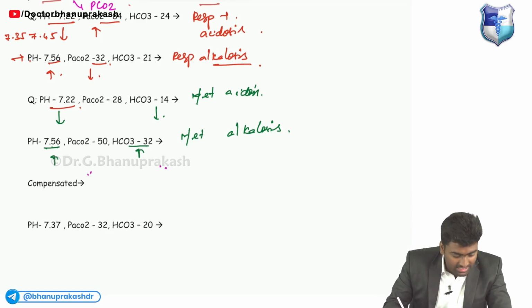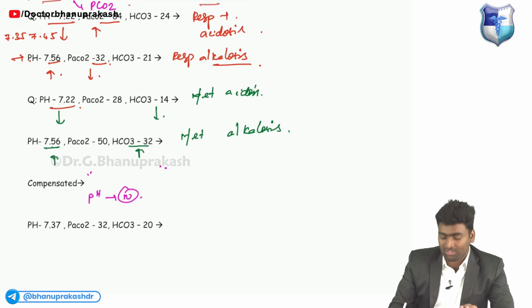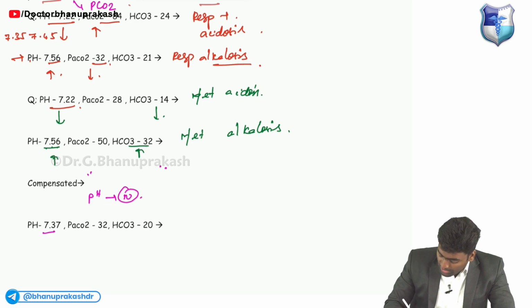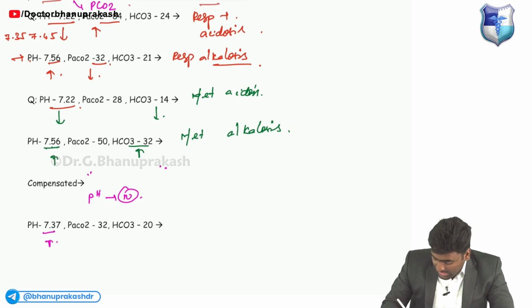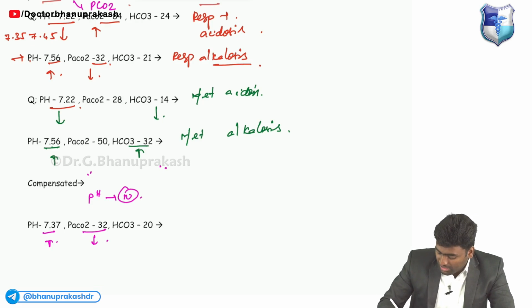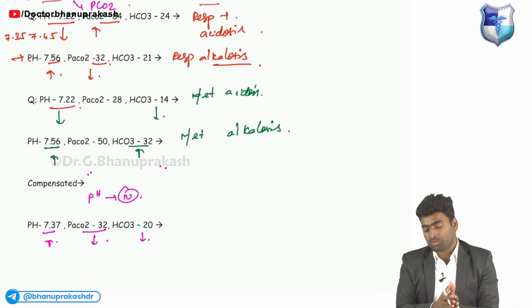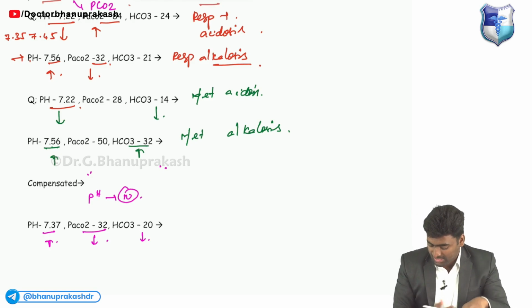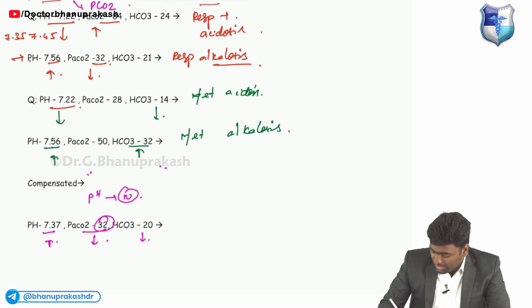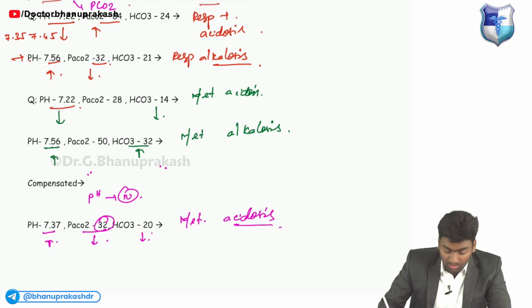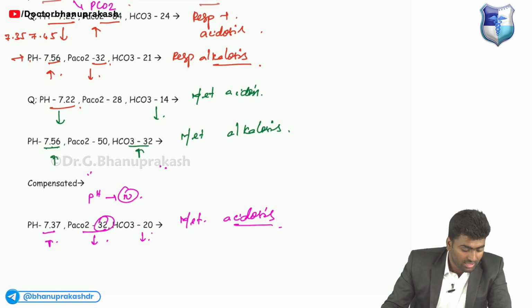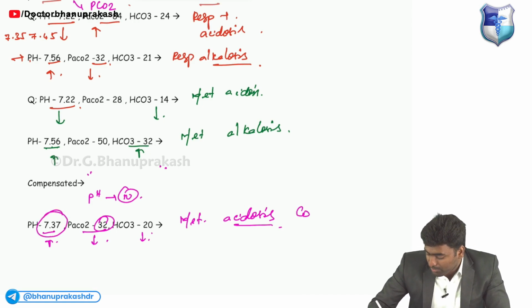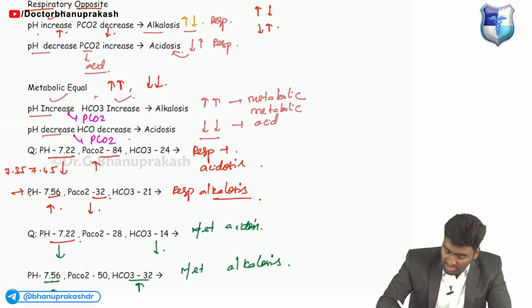Then, when will you say that it is compensated? If the pH becomes normal, then we'll call it compensated. If you see, this is the normal pH. Whereas if you see PaCO2, it is decreased and bicarbonate is also decreased. If you see the decrease, it is less compared to the earlier one. So it is a metabolic acidosis. And the pH is normal, so it is compensated.